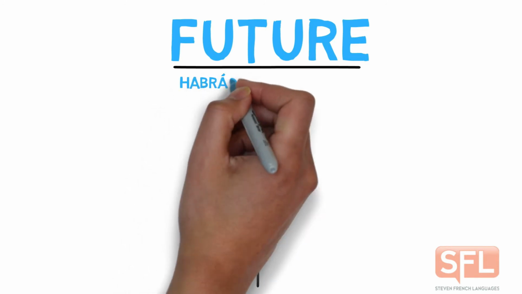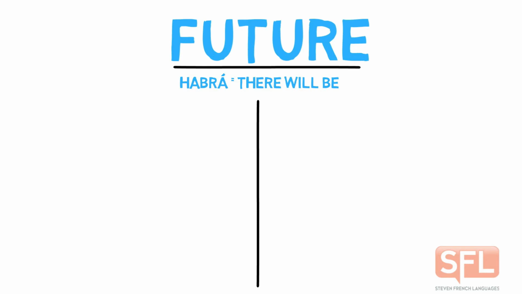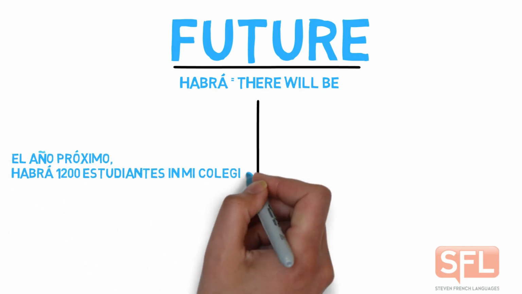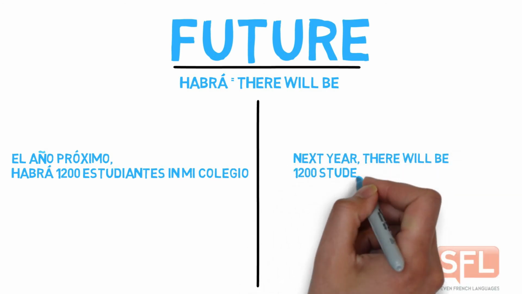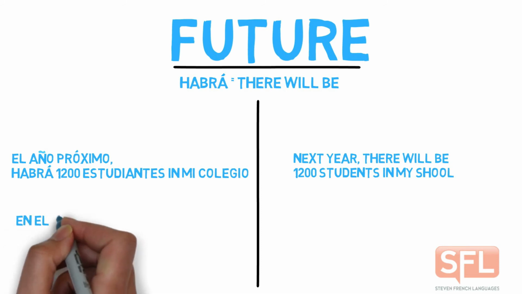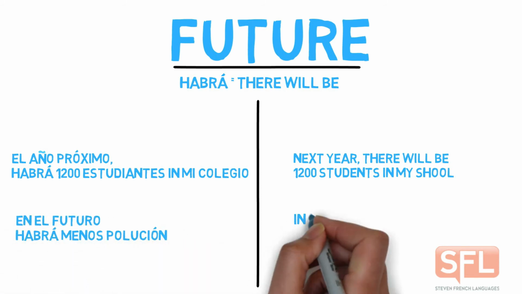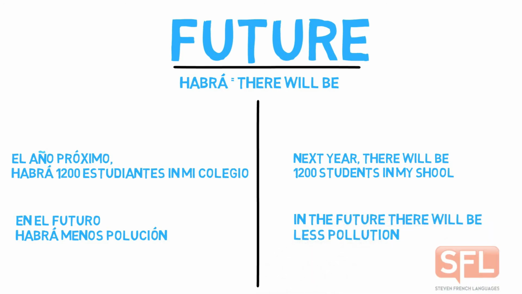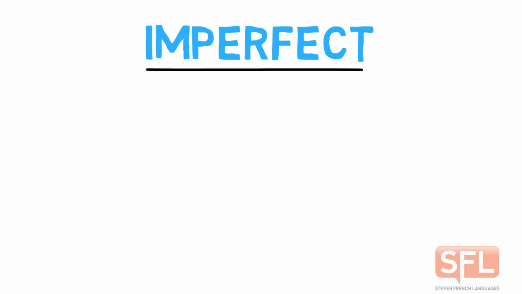Now we're going into the future, so habrá, keyword habrá, there will be. On the left, an example again. El año próximo habrá 1,200 estudiantes en mi colegio. Same mistake, I'm sorry, it should be en mi colegio. Next year, there'll be 1,200 students in my school. En el futuro habrá menos polución. In the future, there will be less pollution. A little bit rushed, I apologise for that.